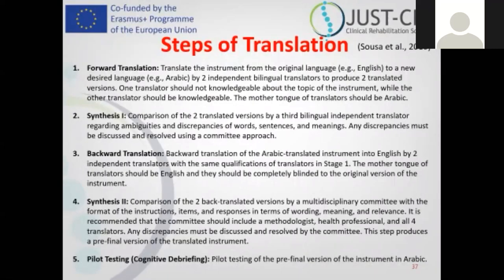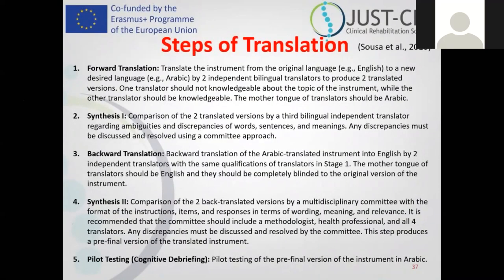Then the second step is synthesis 1, a comparison of the two translated versions done by a third bilingual independent translator regarding the ambiguity and discrepancies of wording, sentences, and meaning. So first we did a forward translation by 2 independent translators whose mother tongue is Arabic. Then in the second step, synthesis, the 2 versions that have been translated to Arabic must be compared for clarity of wording by a third independent translator whose mother tongue is Arabic as well.